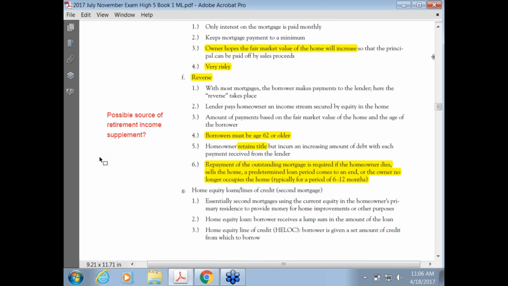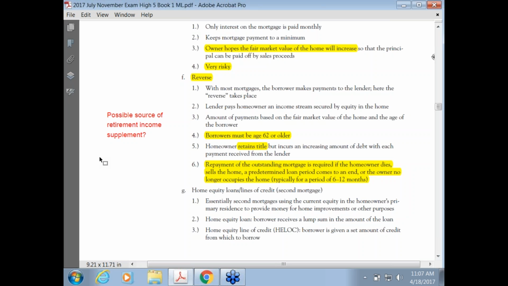The reverse one often shows up as just a possible source of retirement income. So this is for folks who are 62 or older. A question about a reverse mortgage is not going to go real deep into the details, but it truly is in reverse, where the payments are coming to the client from the equity of the house, but that does become a loan that would need to be repaid ultimately if the homeowner dies or no longer resides there. But just know the big picture here.